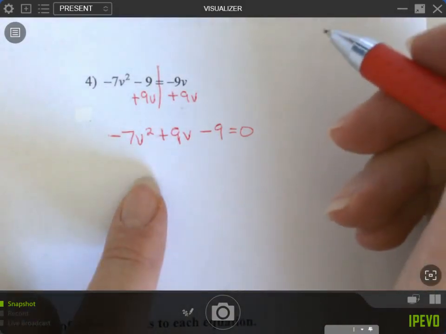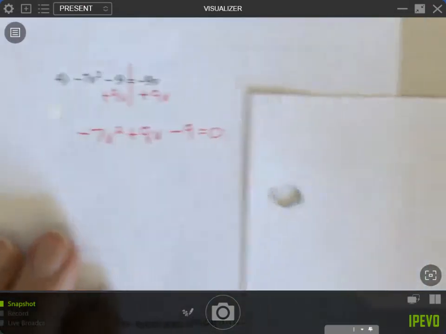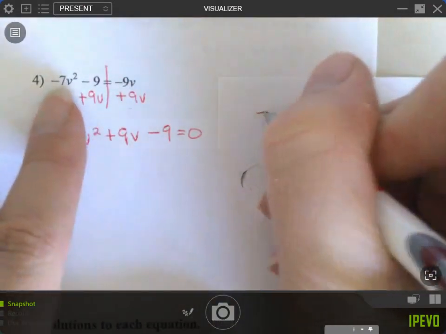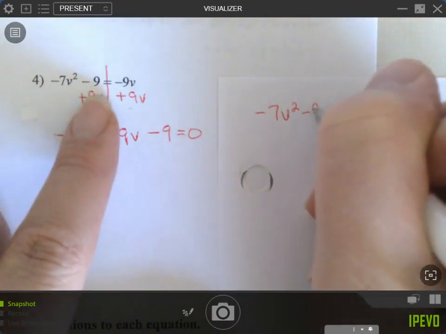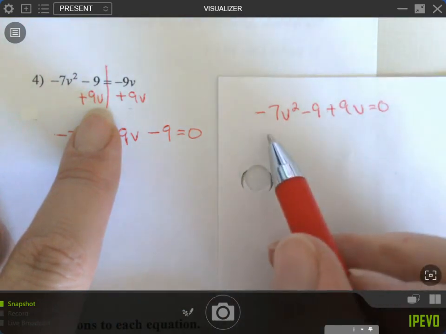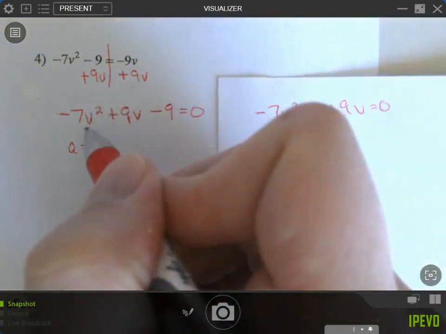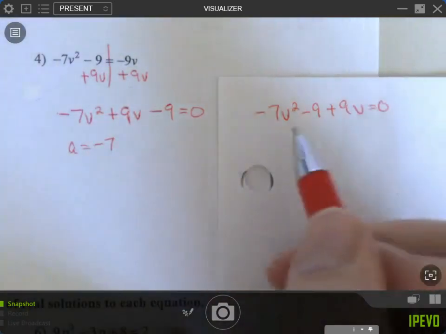Okay, so one of the things I was seeing the other day, and I'm just going to do this off to the side, were people not putting it in order. They were going -7v squared minus 9 plus 9v. Now that's okay, but what happens if you're not paying attention? When I compare these, what should the a value be? A is paired with v squared, so it should be -7, and that's not an issue.